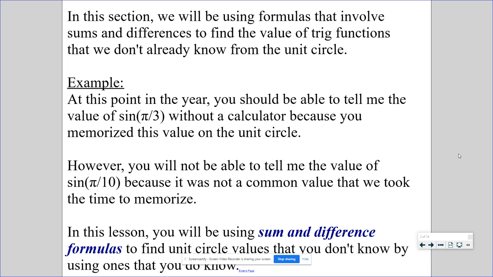However, if I said, hey, what is sine of pi by 10? That is not something that you're going to know because it is not a common radian value. Therefore, we don't have it memorized, right? Pi by 3, pi by 4, pi by 6 and their counterparts are sort of what we've memorized in the unit circle. It's impossible to memorize all of the possible answers. So instead, what you'll be doing is using sum and difference formulas.